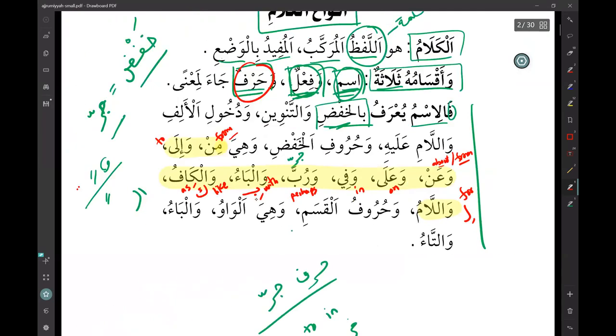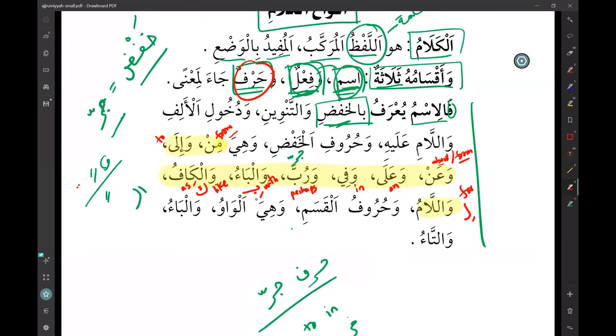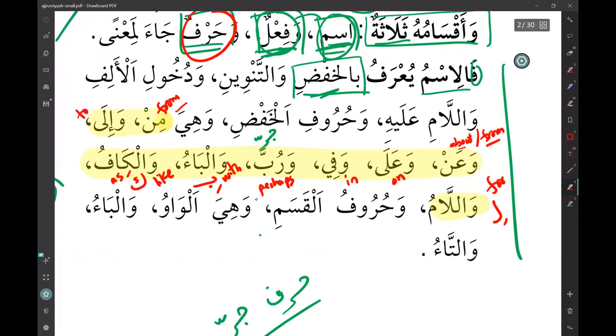Is it clear? So we have min, ila, an, ala, fi, rubba, ba, kaf, and lam. So these nine huruf, because they are particles. What kind of particles are they? Basically, they're prepositions. Okay, so this is a very good list. If you memorize these, inshallah, you will not get confused about which ones are prepositions and which are not. It's a very good list, and these words, guys, are super important. You have to know all of these words.